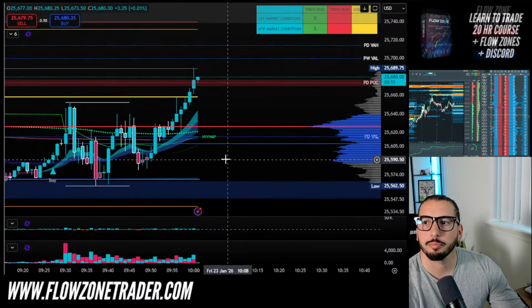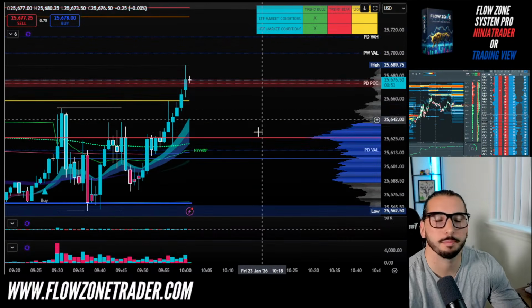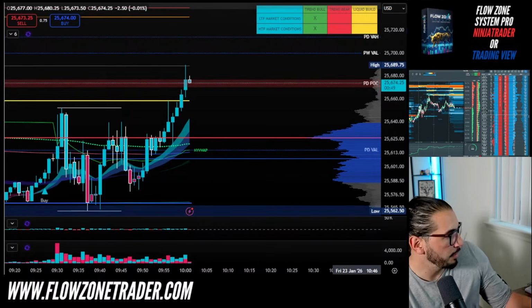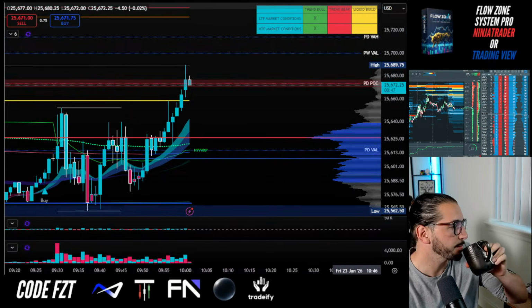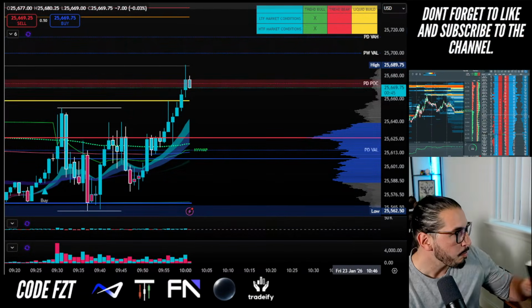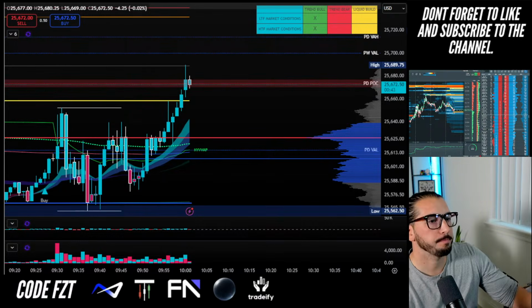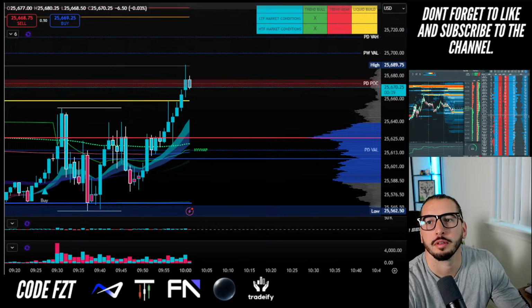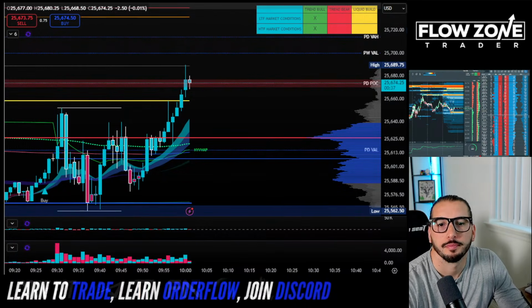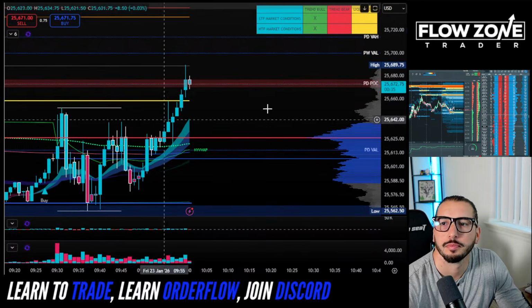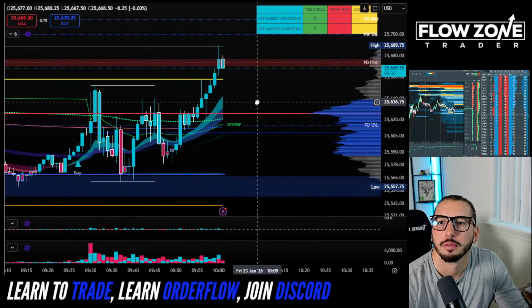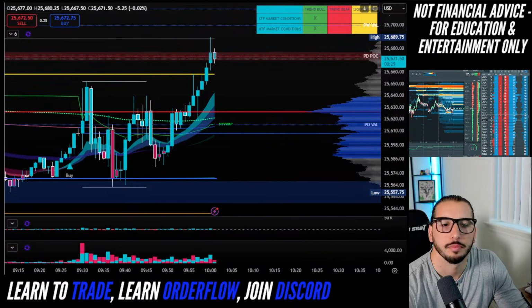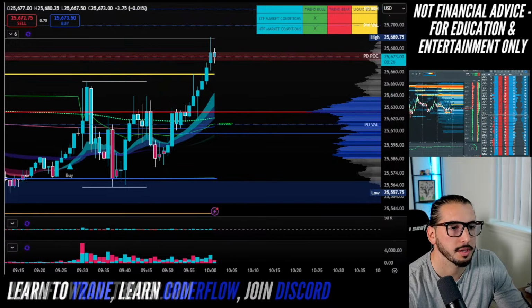Big old squeeze up. ES now filled its gap, no closure through it. Same on SPY. Is that the same level? Yeah, there or thereabouts.